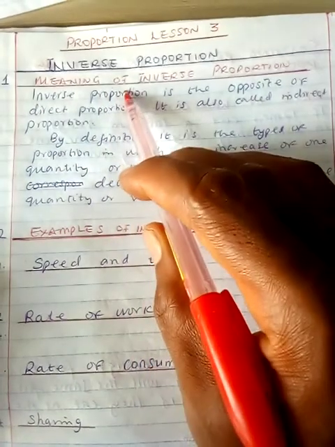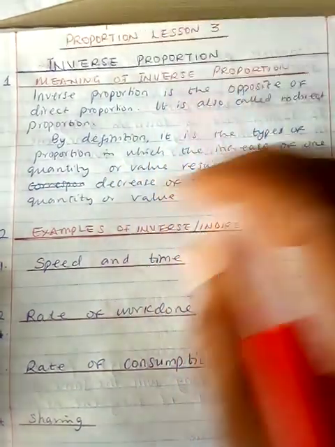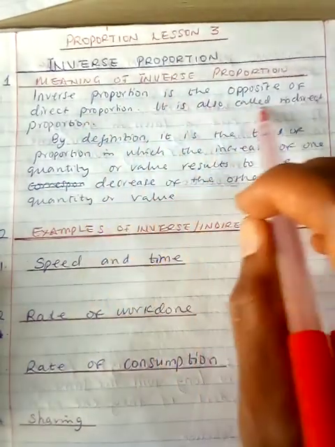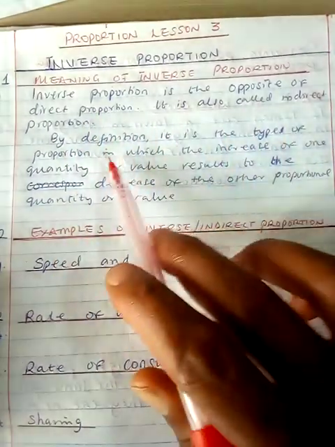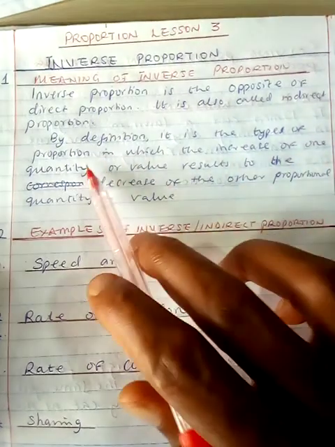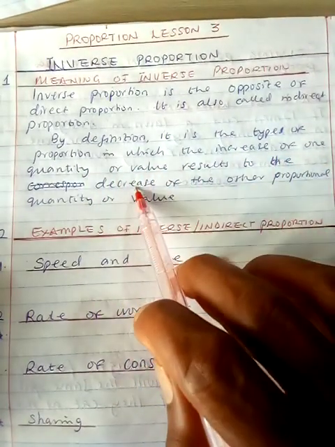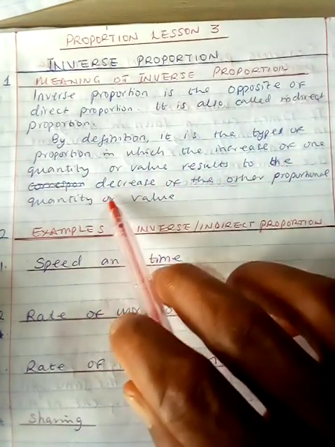Inverse proportion is the opposite of direct proportion. It is also called indirect proportion. Now, by definition, it is a type of proportion in which the increase of one quantity or value results in the decrease of the other proportional quantity or value.